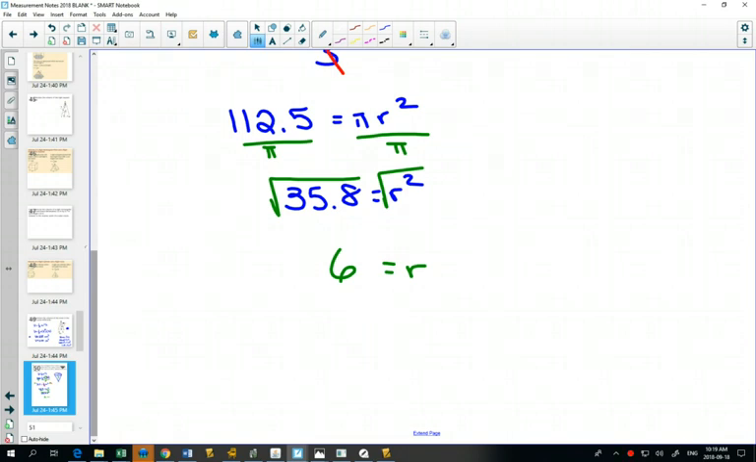Now, in this question, this is the right answer. We would lose a half a mark here because we didn't add our units. I'll write a sentence. Our units were meters, so our radius is 6 meters.